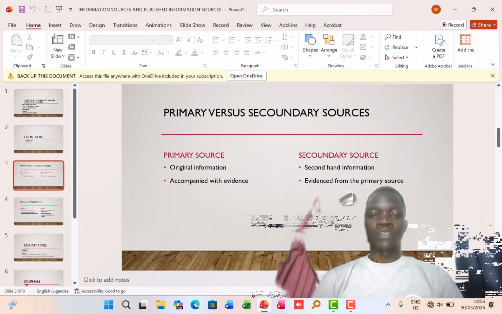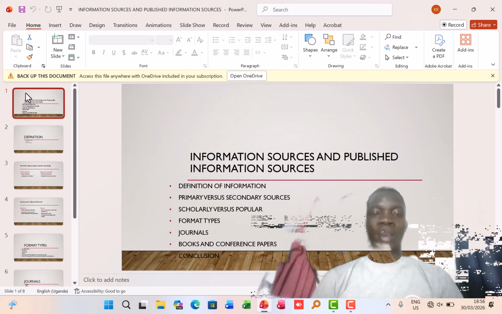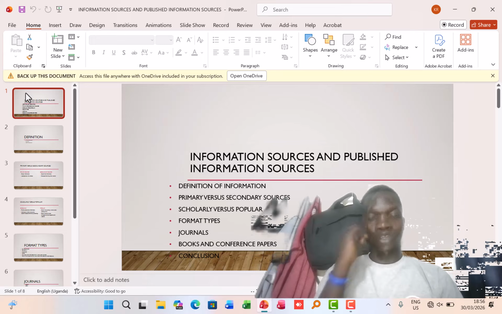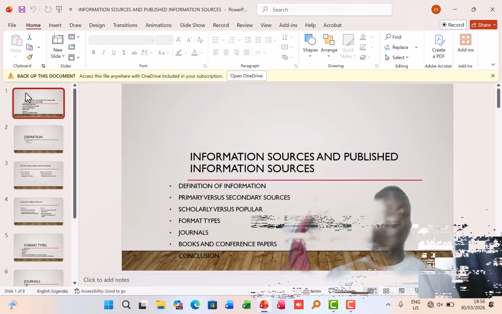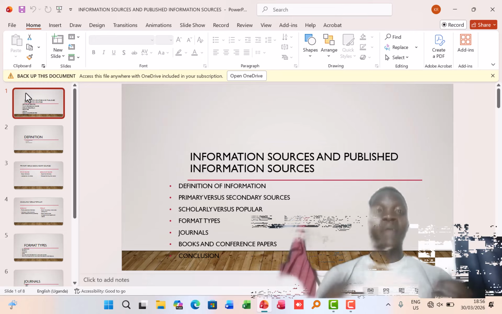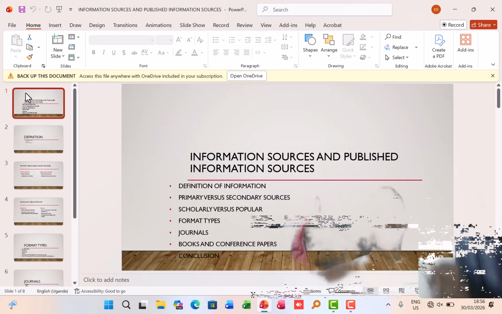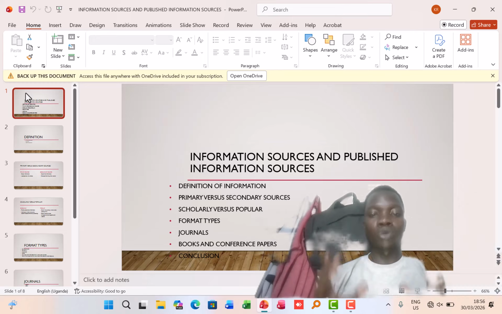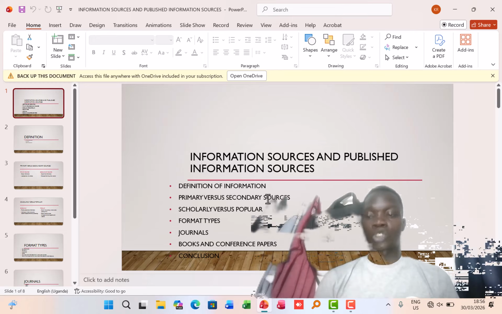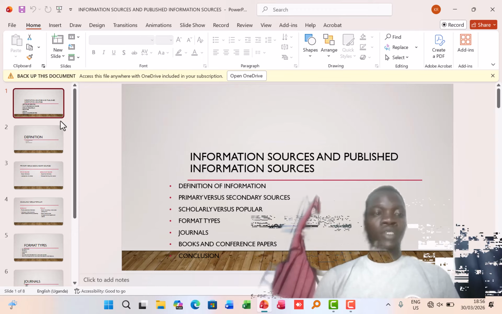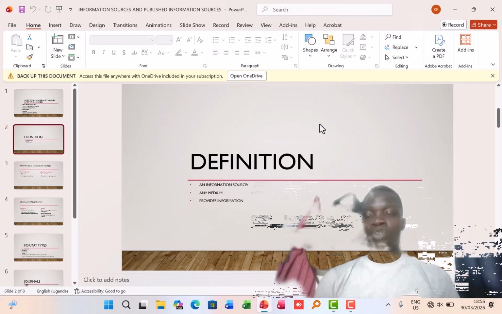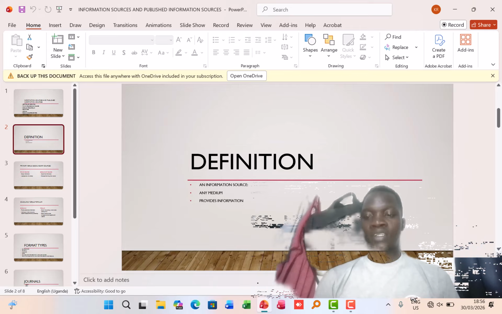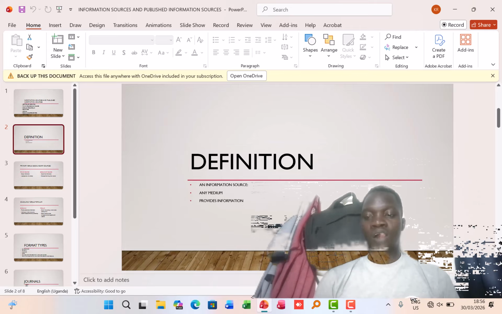Based on our presentation outline, we are supposed to learn the definition of information, the major meaning of information, then primary versus secondary sources, scholarly versus popular, format types, journals, books, and conference papers, and a conclusion. So let's go straight to the point and understand what information means.